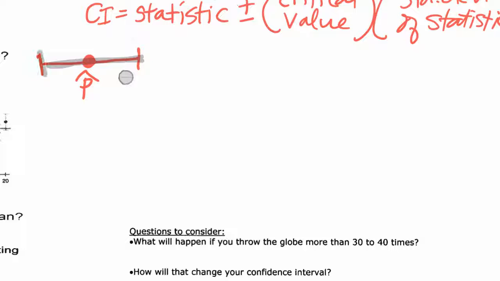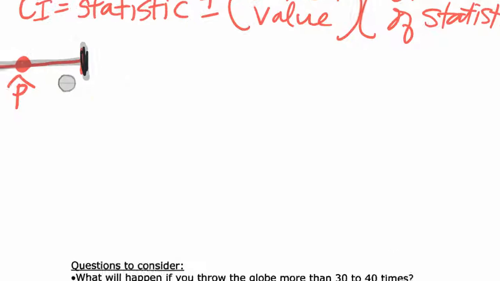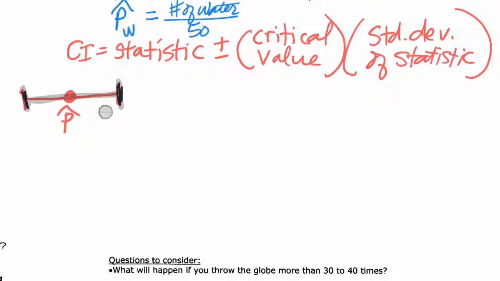Okay, so what we need to do is figure out what these numbers are that make this entire interval. What is the value down here at the bottom? What's the value up here at the top? How do we make this interval's lower and upper bounds? And that's what this formula will do for us.